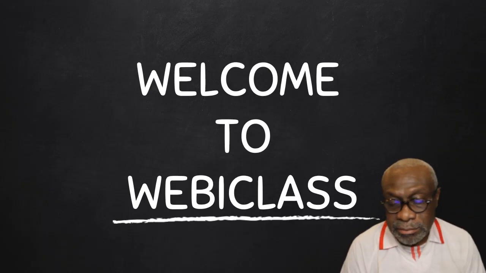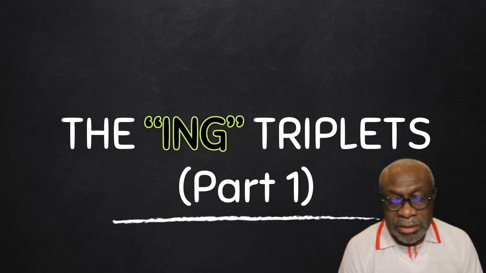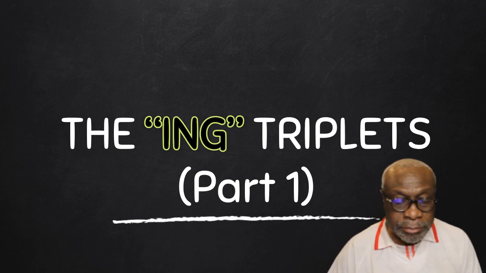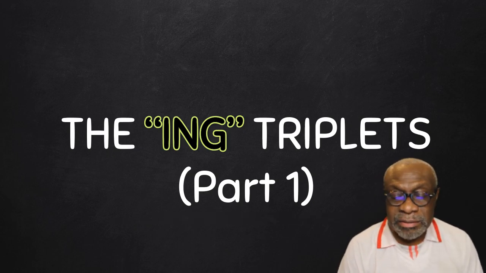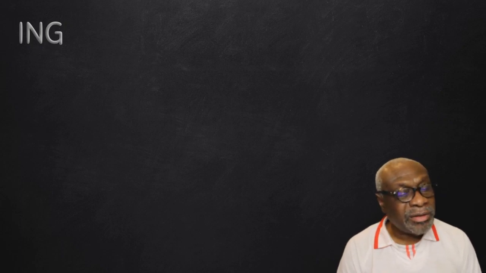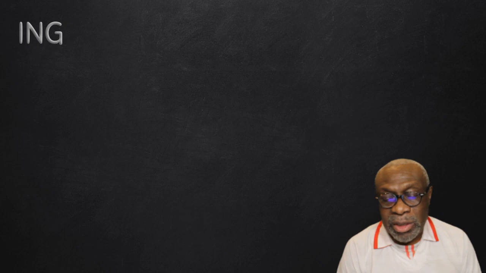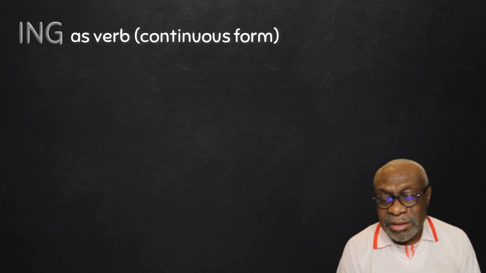Today's title is the ing triplets, part one. Very often when we see any word ending in ing, we tend to think that that word is a verb, just because the continuous form of the verb is ing.